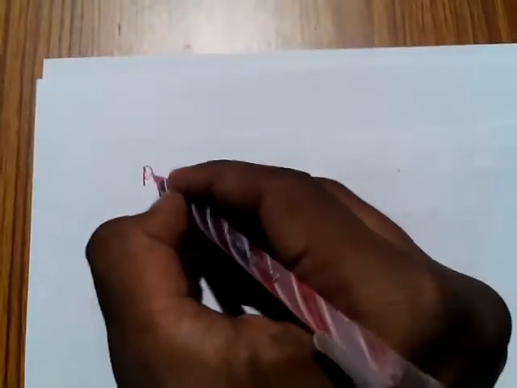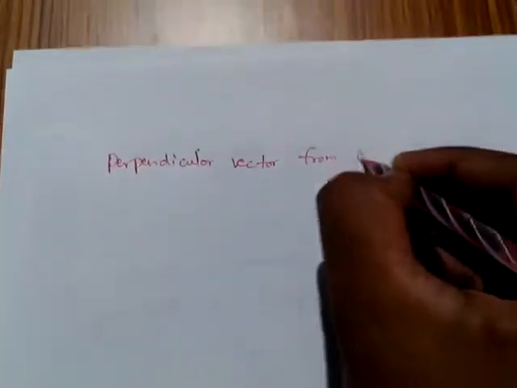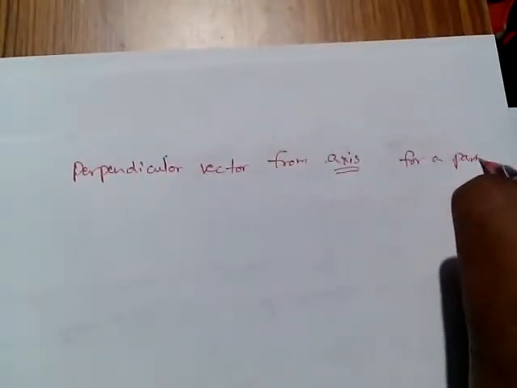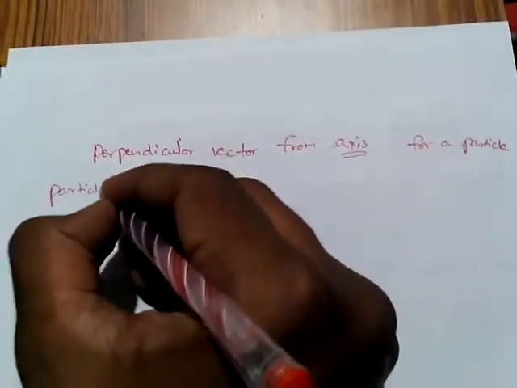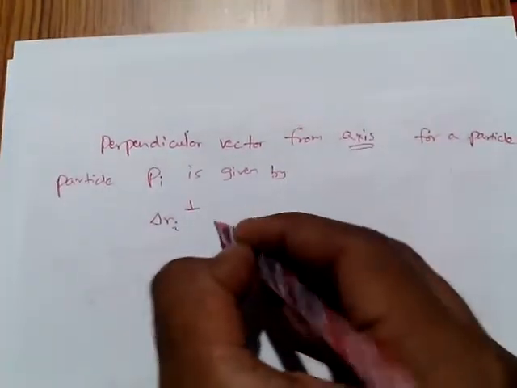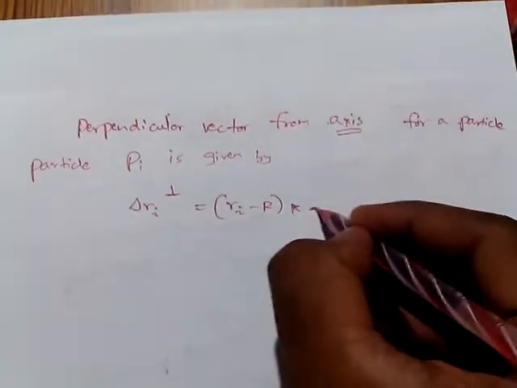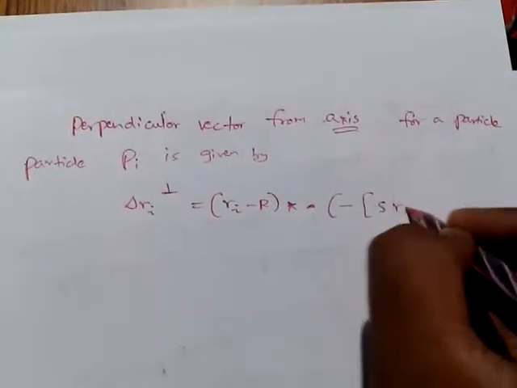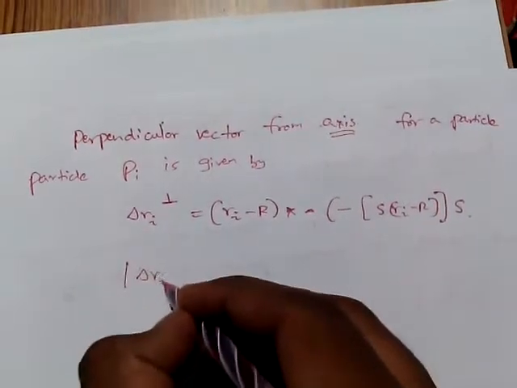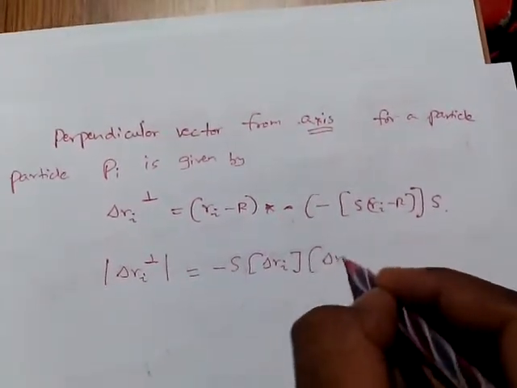Now the perpendicular vector from the arbitrary axis for a particular particle Pi is given by delta Ri perpendicular is equal to (Ri minus R) minus S into ((Ri minus R) dot S), and the magnitude of this is delta Ri perpendicular is equal to minus S into delta Ri into S.